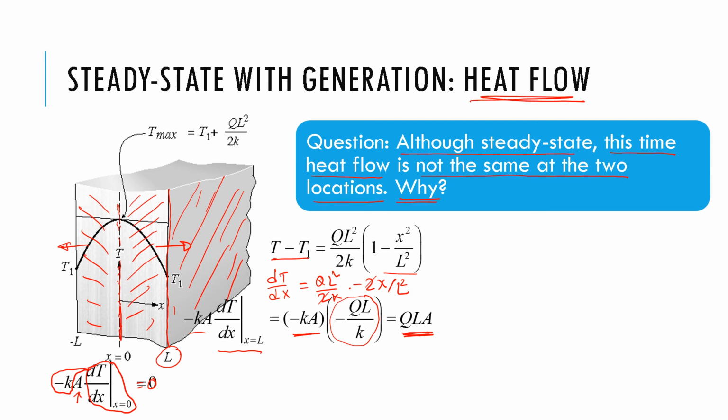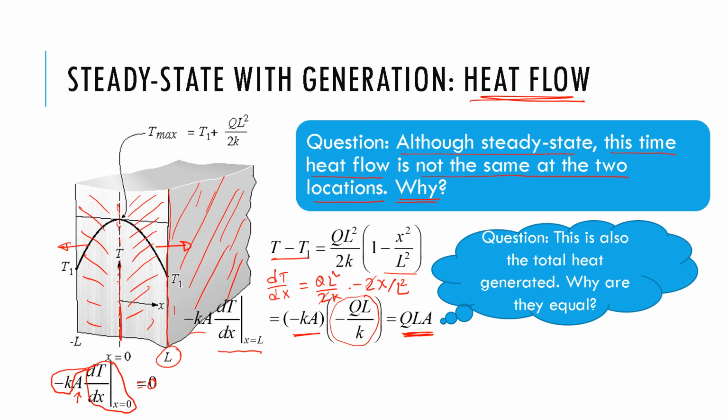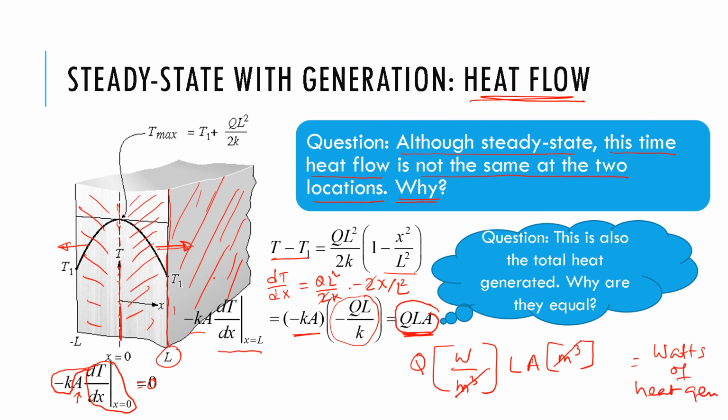Why do you think that is the case? And the other question: you notice that the heat flow at this surface is equal to QLA. What is the meaning of Q? Q is watts per meter cubed, and L times A is the volume, meter cubed. So meter cubed cancels, and QLA is the watts of heat generated. So the heat flow at this surface is equal to the total heat generated in here. Why do you think that is the case?